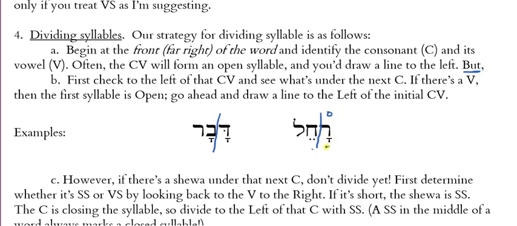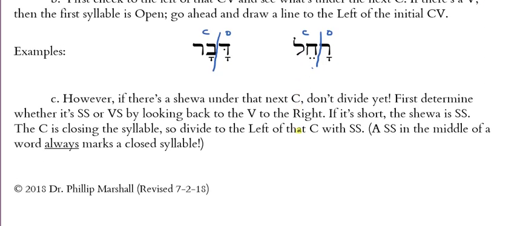Remember, it's only closed if I have a closing consonant after the vowel. And here, chel is closed. Here, da is open, consonant vowel. Var is closed: consonant, vowel, closing consonant. All right, so these are fairly easy ones to do.